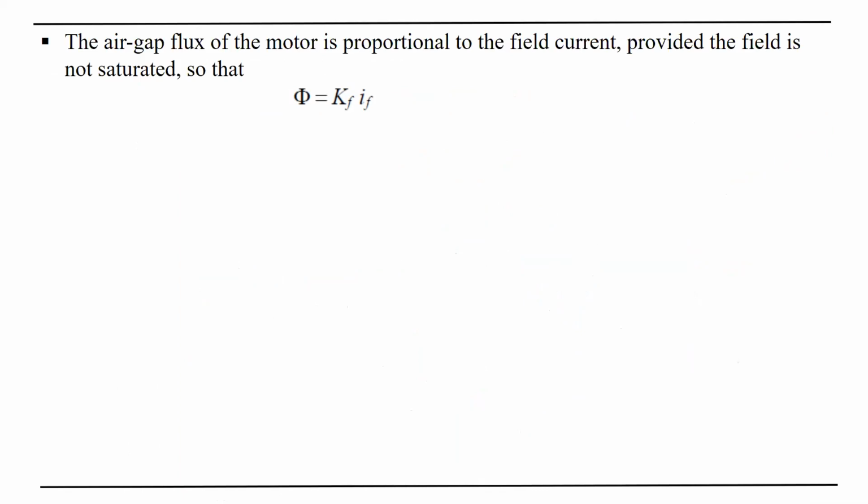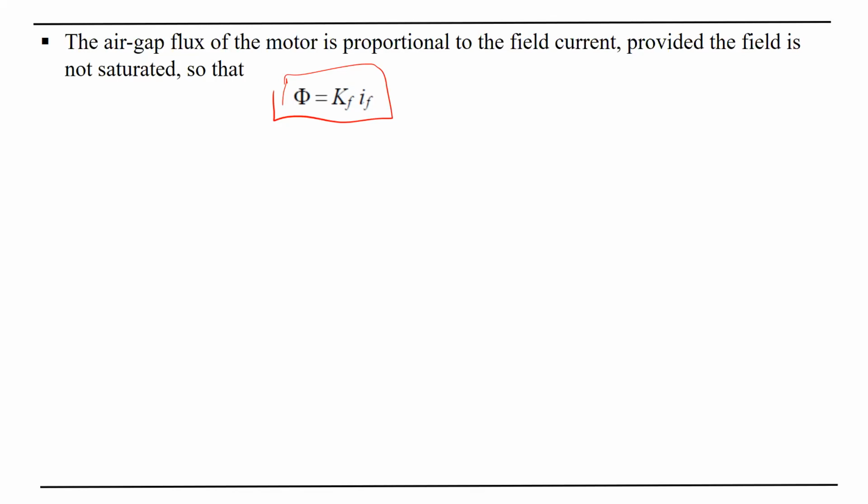Because if you have coils and you keep passing current, what will happen? Magnetic field will increase. Yes, but do you increase it indefinitely? No, it will saturate. Of course it will saturate. So what we are saying, we are talking about this relation as we are making the motor work in the linear range, before this.